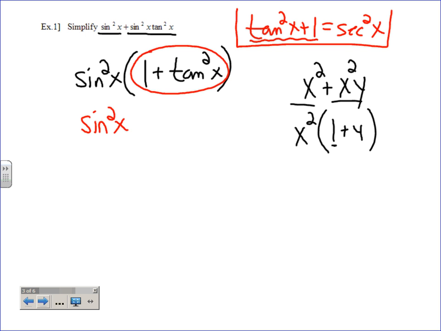So it's sine squared x times secant squared x. Do you agree with that? That's looking pretty good. To be honest with you, I'd be pretty happy with that. If you got that far, I'd be really happy. If you got to the next step, I would be extremely happy.